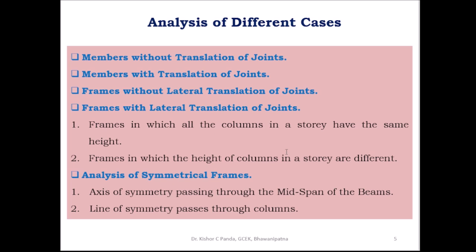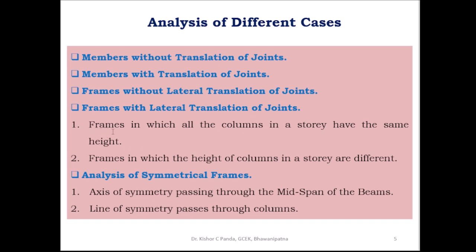Then coming to what are the different cases to be analyzed by Kanis method. The first case, we will discuss the members without translation of joints. Then the second case, the members with the translation of joints. Then the third case, frames without lateral translation of joints. Then the fourth case, frames with the lateral translation of joints. Here we will discuss in Kanis method the continuous beam or the frames without translation of joints and with the translation of joints. For the frames with lateral translation of joints, there are also two cases.